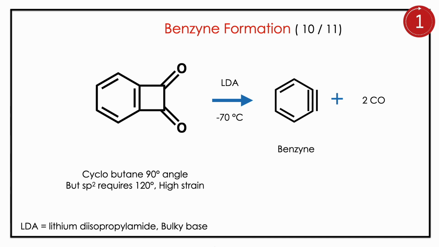If you use high temperature with a strong base, CO eliminates and you have benzene formation. So to form a benzene, you take the unstable molecule and convert it into a stable one. You utilize that conversion to form a benzene.